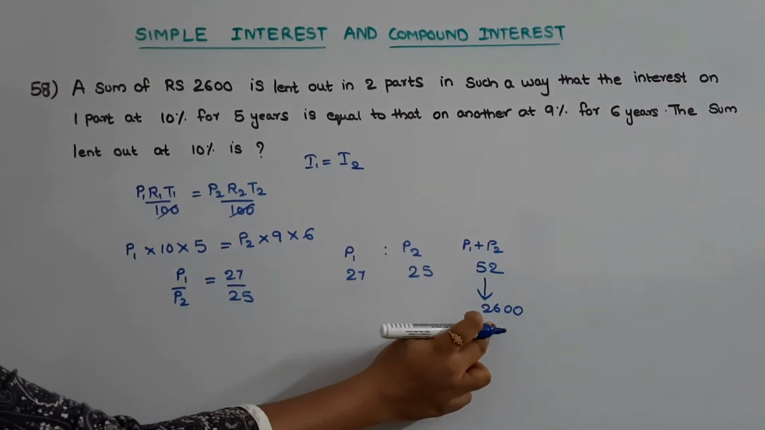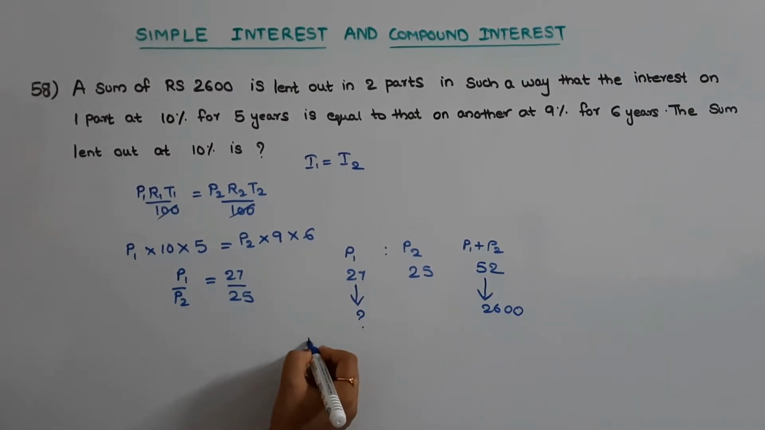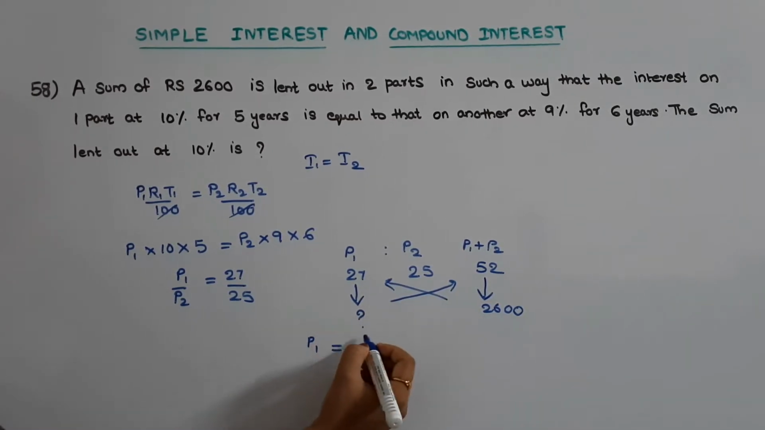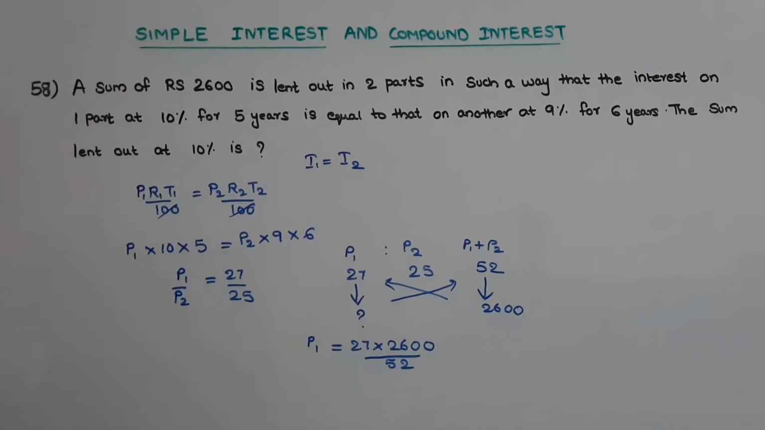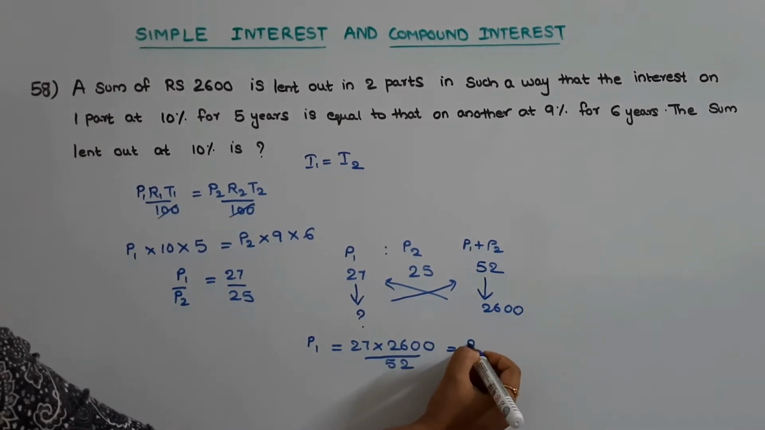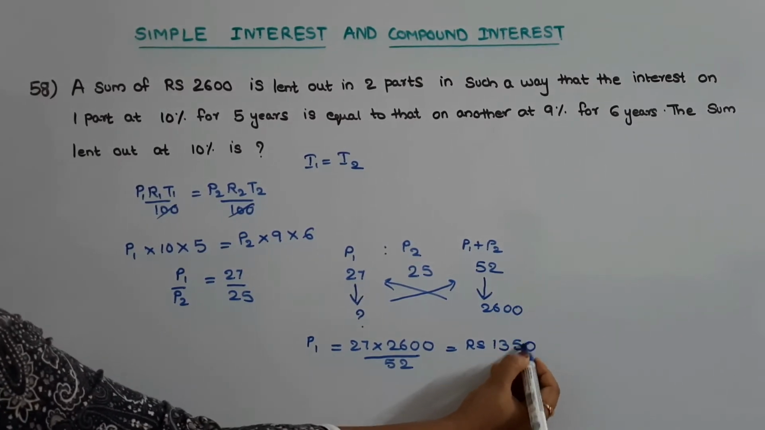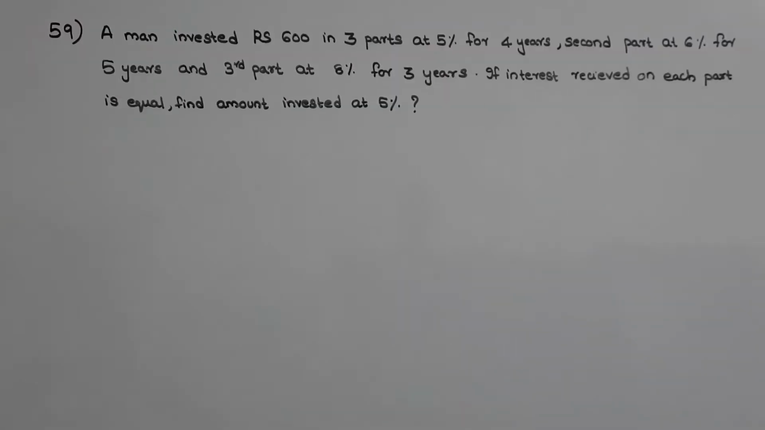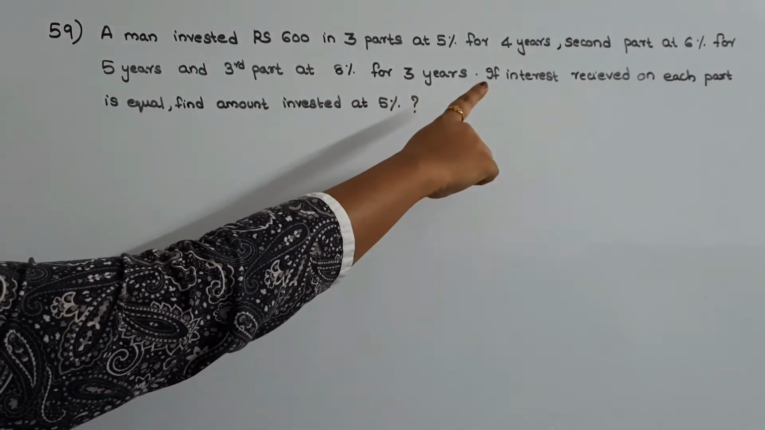We need to find out the principal in the first part. So if 52 can be written as 2600, how can we write 27? We will get this P1 by cross multiplication. So P1 will be equal to 27 into 2600 divided by 52. So this will be equal to rupees 1350. So P1 is equal to rupees 1350.